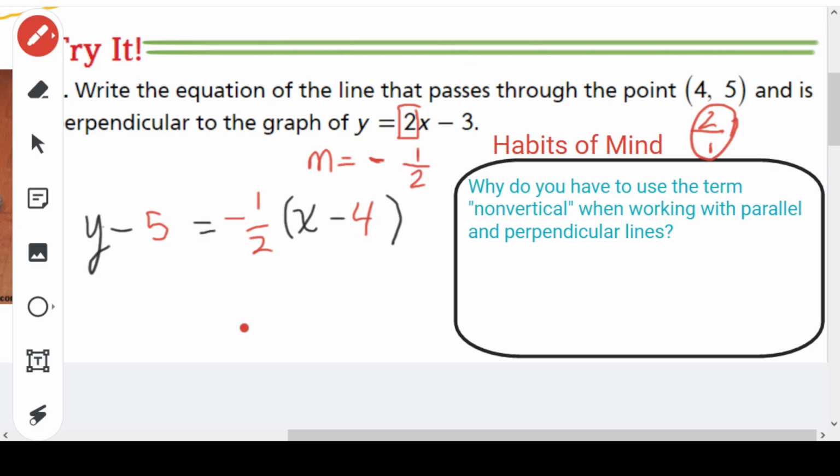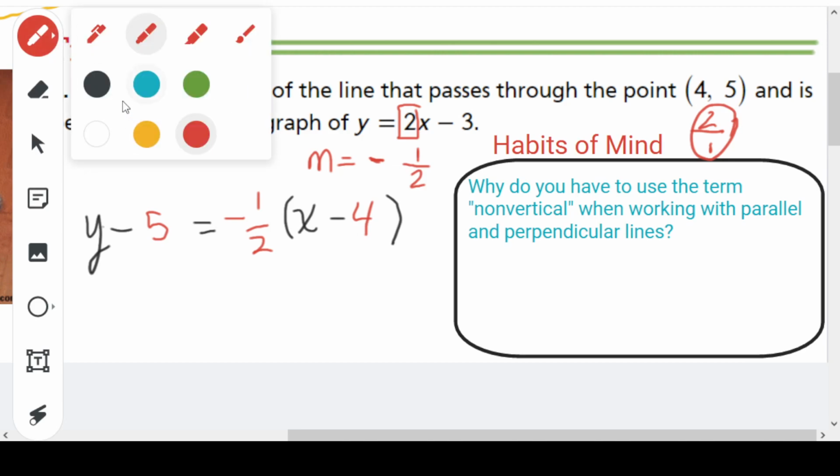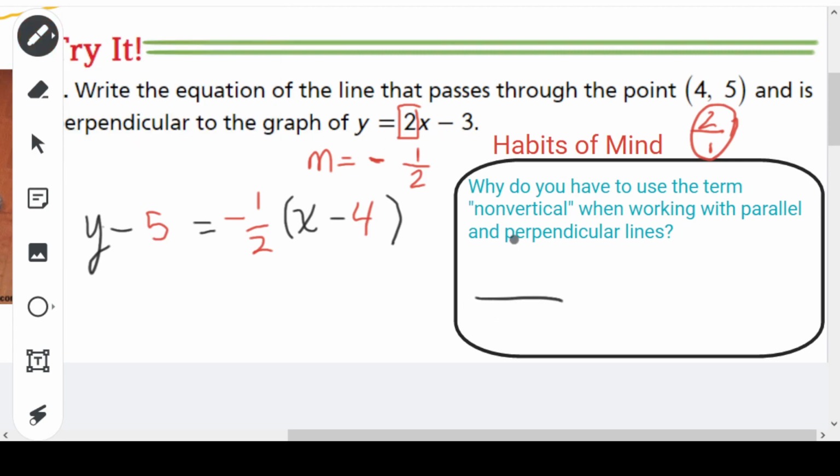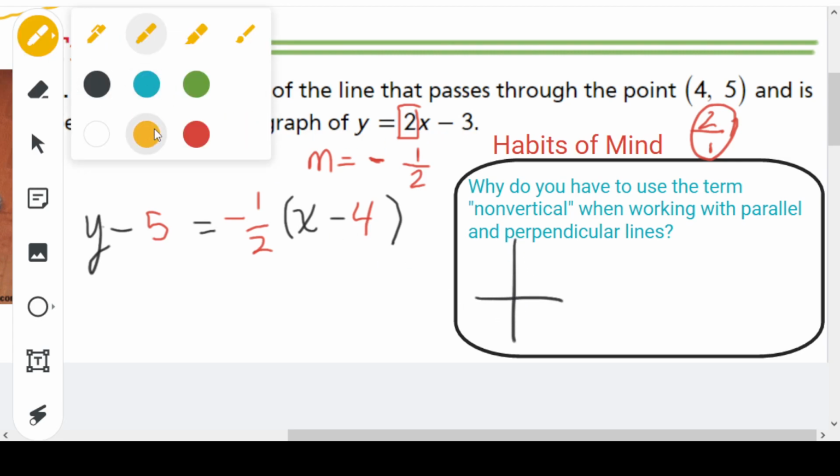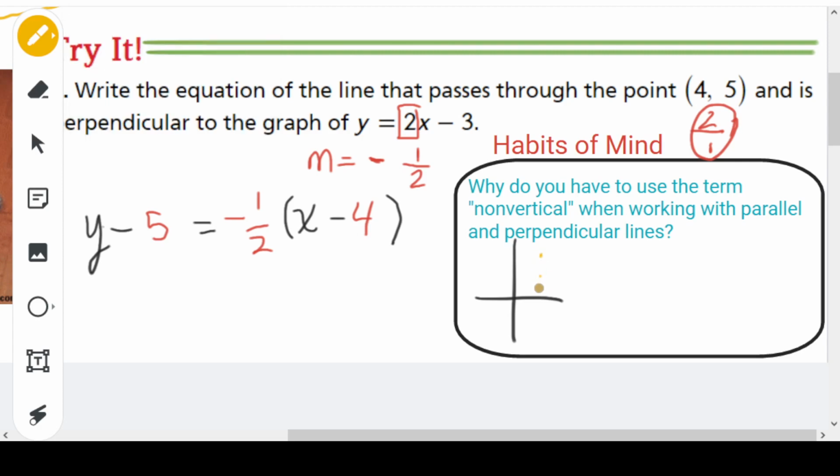Now I do want to address this habit of mind here, okay? So it says, why do you have to use the term non-vertical when working with parallel and perpendicular lines? For that, I want you to think about a perpendicular or a vertical line. Okay, so here's a poorly drawn graph. Here's a vertical line. All right, now let's think about the horizontal line.